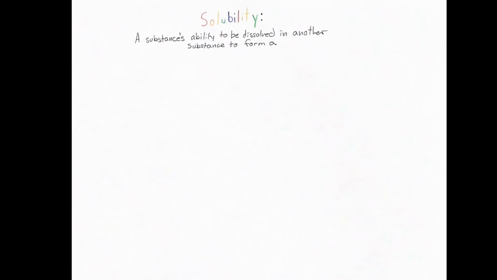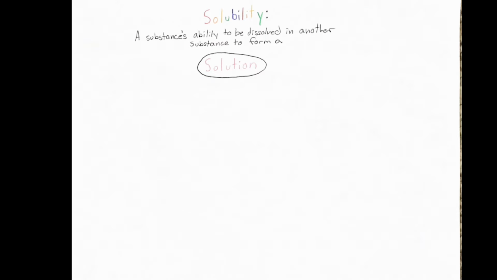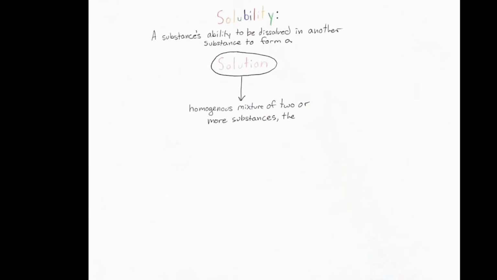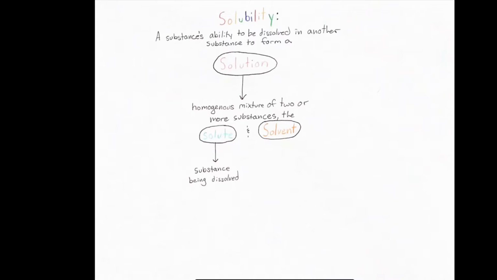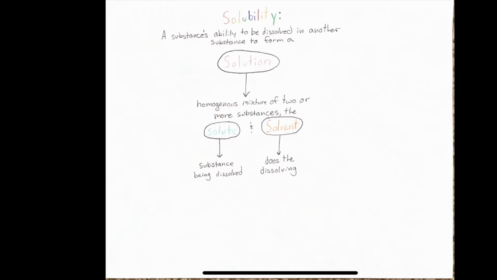Solubility is defined as a substance's ability to be dissolved in something to form a solution. A solution is defined as a homogeneous, same throughout, mixture of two or more substances, the solute and the solvent. The solute is the substance being dissolved, and the solvent does the dissolving.